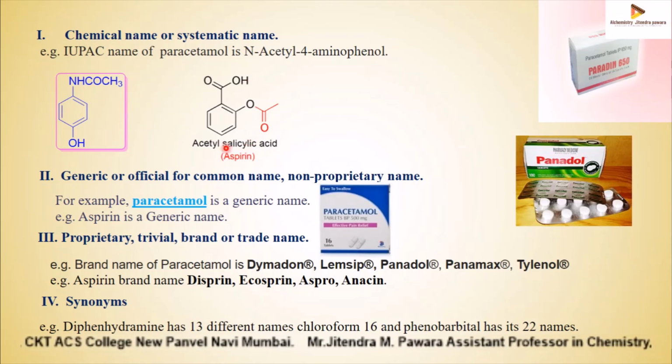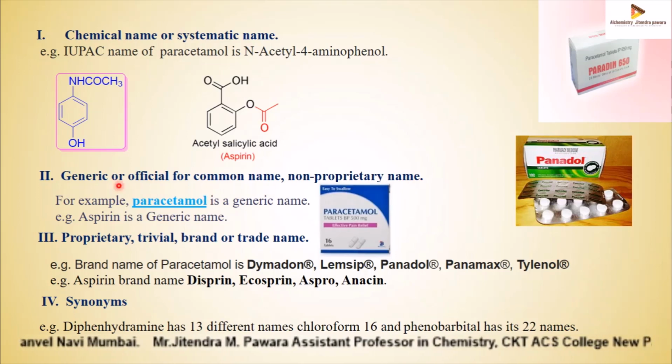Then this is aspirin. Aspirin is one of the drugs, and the chemical name of aspirin is acetyl salicylic acid. The next one is the generic or official or common name or non-proprietary name.